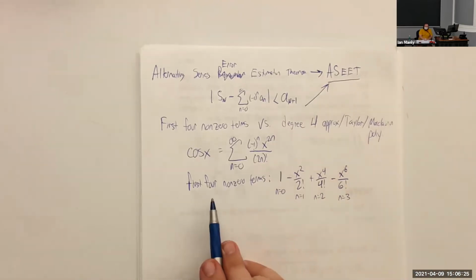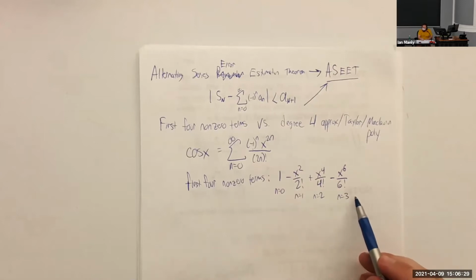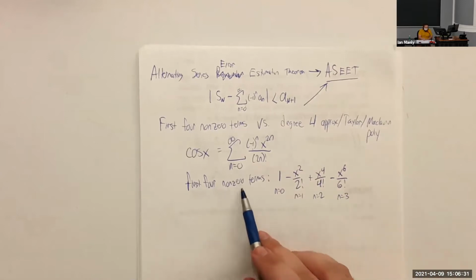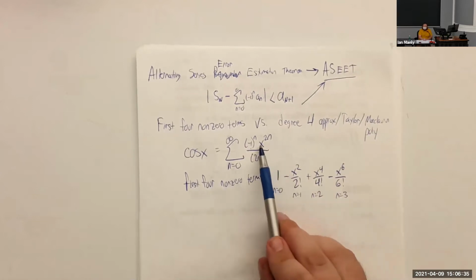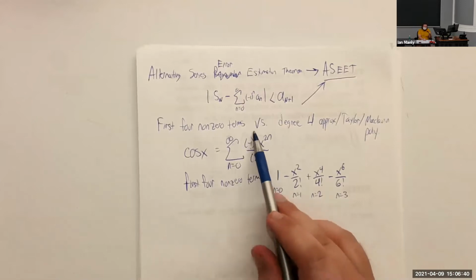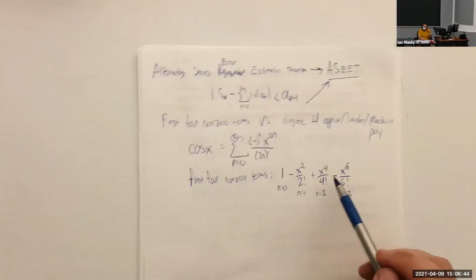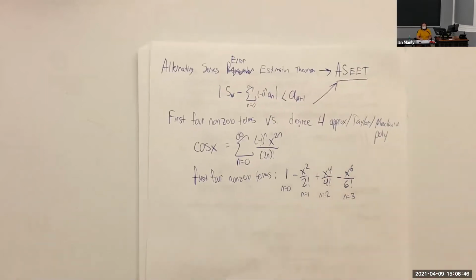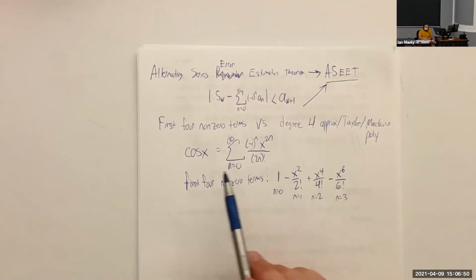So when I say the first 4 non-zero terms, I don't necessarily mean go to n equals 4. And when I say non-zero, I don't mean skip this right here. I'm talking about if maybe we plugged in n for the formula and we ended up getting 0. So let's say I plugged n into this formula, I got 0. That one wouldn't count towards our total of going up to 4 here. That's what I mean by non-zero here. So this would be the first 4 non-zero terms of cosine of x.